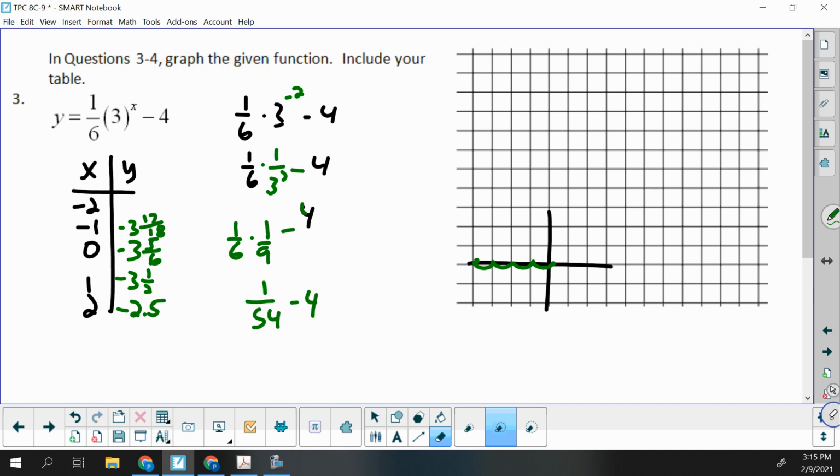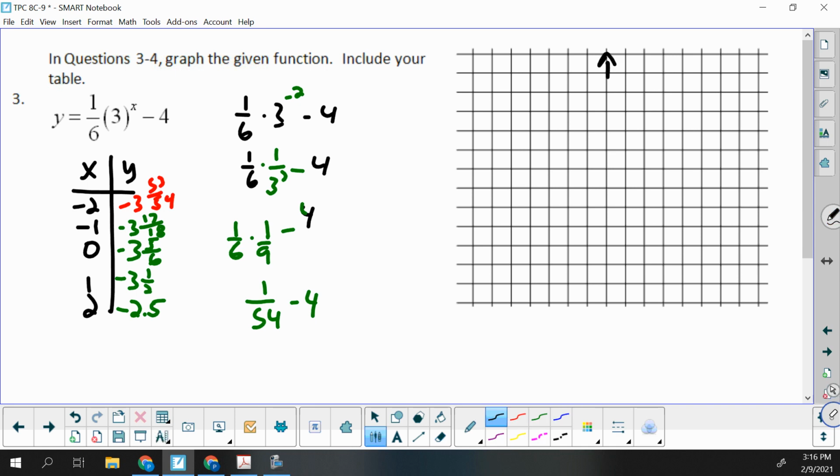And we can use the same visual. We're moving 4 to the left from that tiny number. It crosses over the y-axis, so this is going to be minus 3 and 53/54. So we'll actually graph this now.